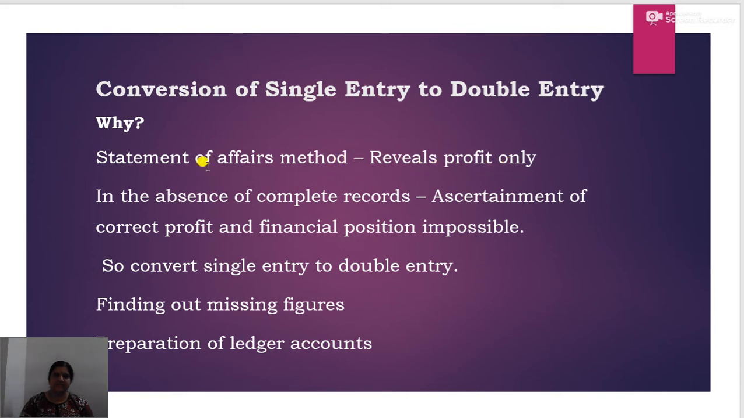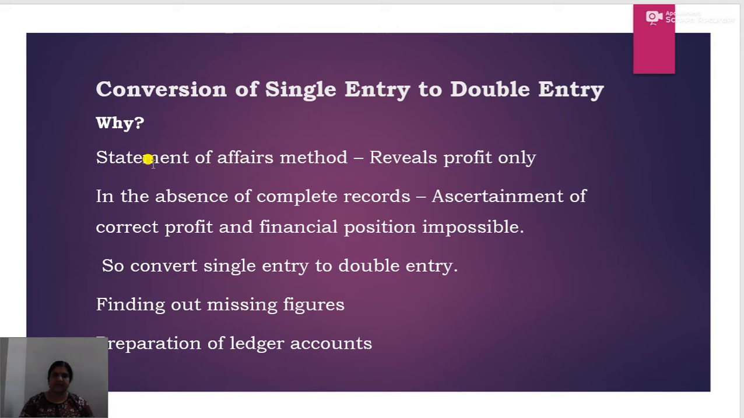In case of the statement of affairs method, we are preparing a statement of profit and loss, and in the statement of profit and loss, we can ascertain the amount of profit made during the year. And here we are preparing the statement of affairs, which is similar to the balance sheet, only for the purpose of knowing the opening capital and closing capital.